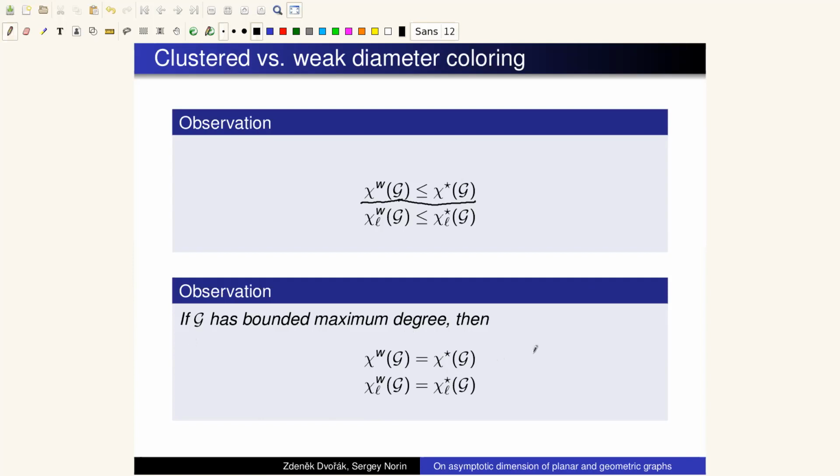Because now, if something has weak diameter at most s, it means that it's all contained within distance at most s from some vertex of the graph, and now this ball of radius s can have at most delta to the s vertices, so it has bounded size.